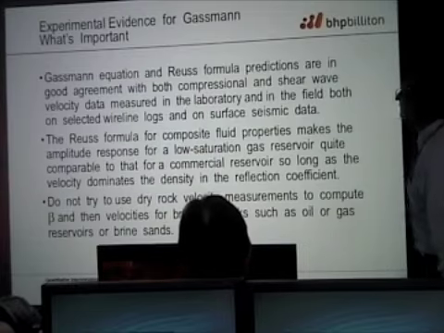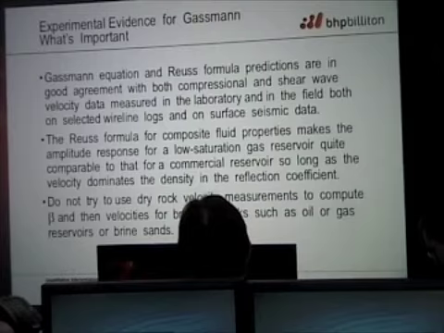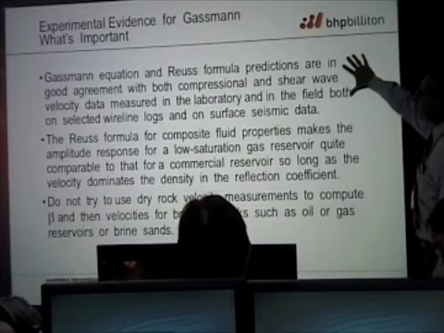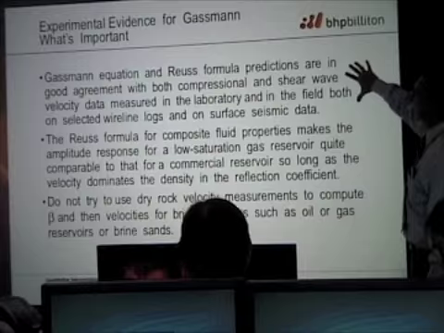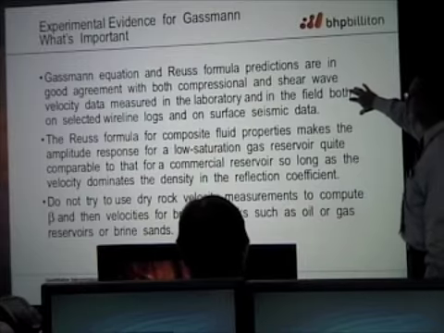What's important, this is experimental evidence. The Gassmann and the Wyllie formula are in good agreement with both professional surety and loss.